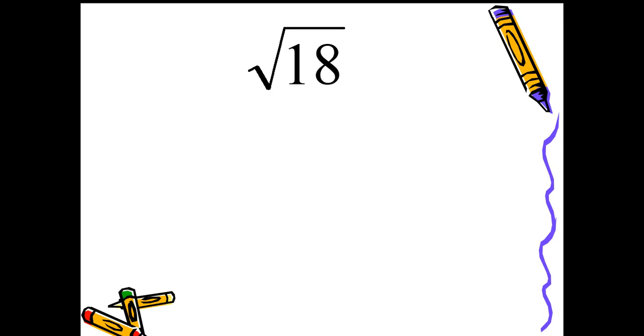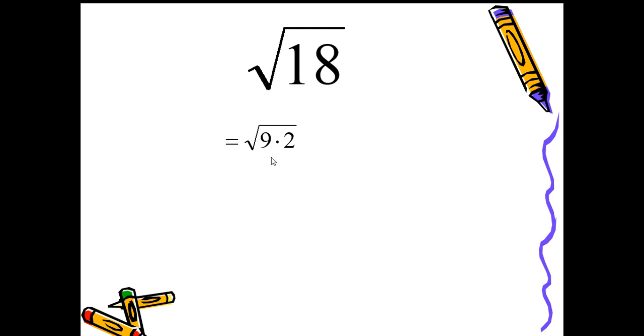Okay, what are the perfect squares? I said 4. Okay, you think about it. 4 times what gives me 18? Nothing. I cannot have it. I move. After 4, you have 9. 9 times what gives me 18? 9 times 2. So what is radical 18? It's radical 9 times 2.